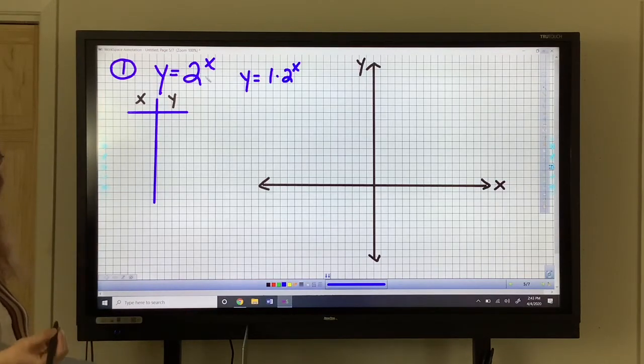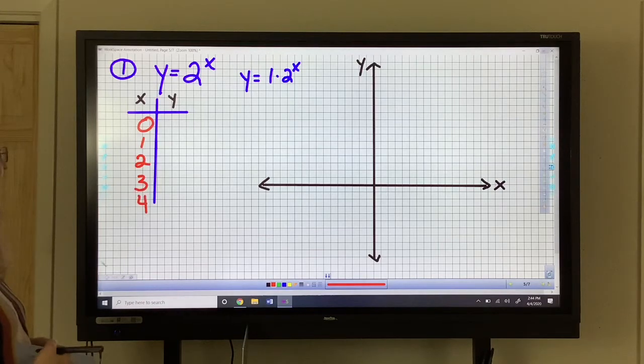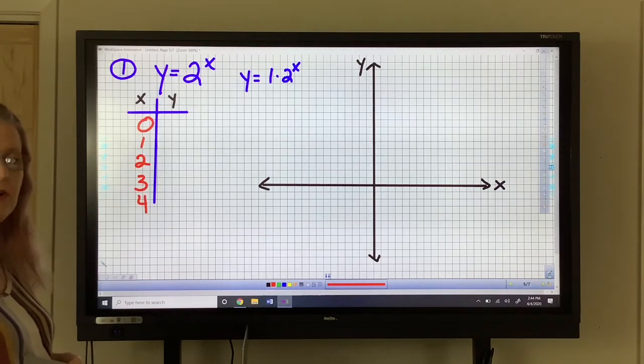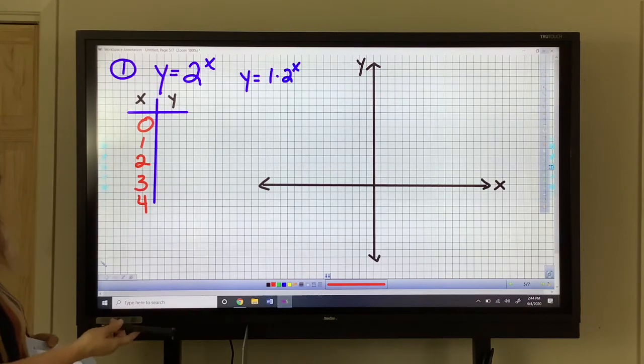And so let's think of some possible x values we can use. We can use negatives if we want to, or we can just start with 0. Let me change colors. And go to maybe 4. And that depends again on the problem you're doing. This will work just fine for graphing this one.